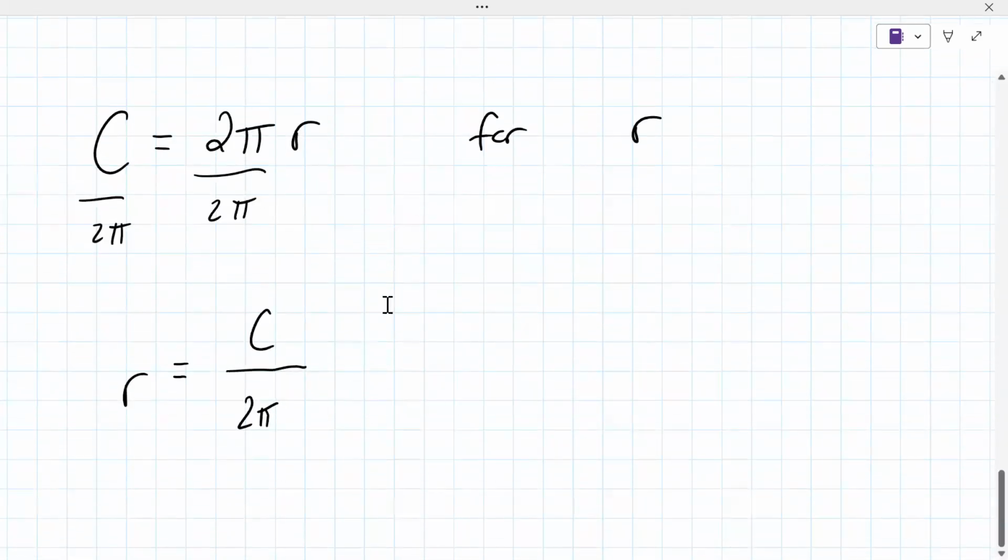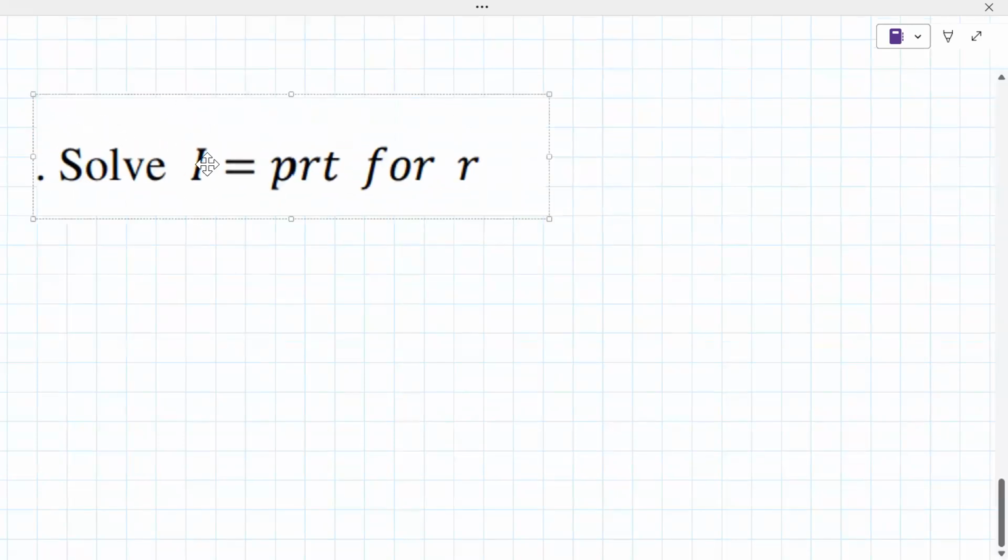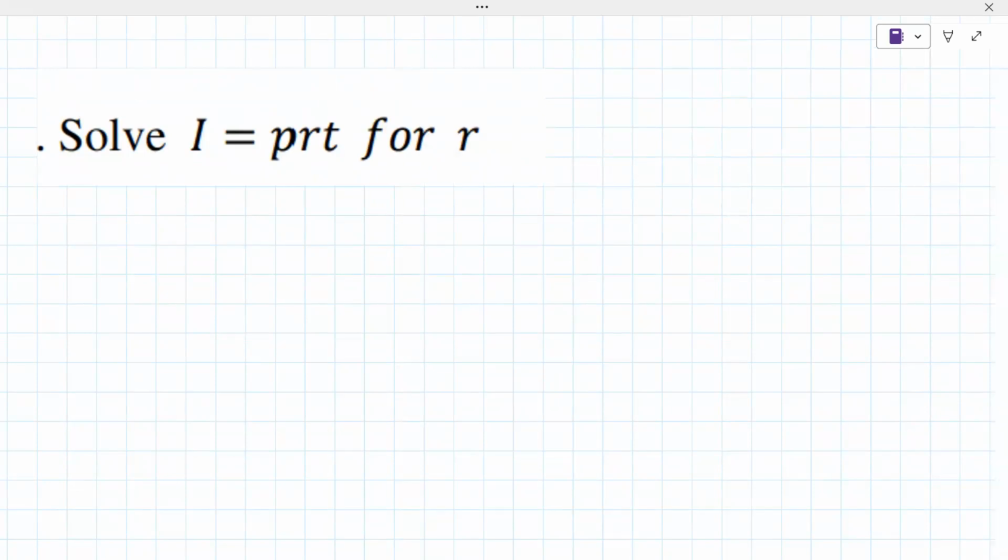Okay. Are you getting this down in your notes? Tell me where you're at. Okay, fantastic. So here's one for you to try on your own. Very similar to what we just did. Really, really similar. R equals I over PT. Very good.